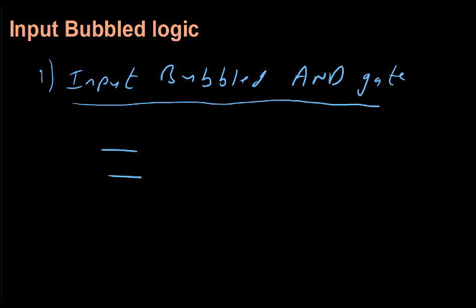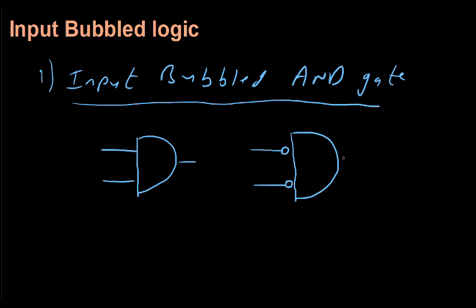Normally we have the AND gate, a normal AND gate. But the meaning of input bubbled is that we are introducing a bubble here, that is a NOT gate at the input. So here this is A, and here we have the gate. This is input bubbled, meaning a bubble means we are placing a NOT gate at the inputs.